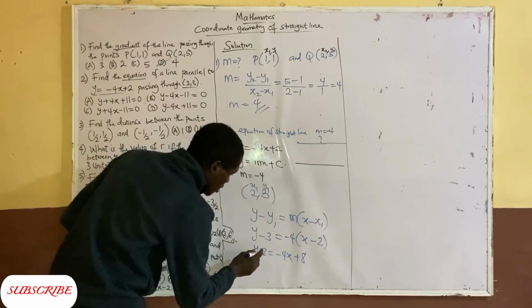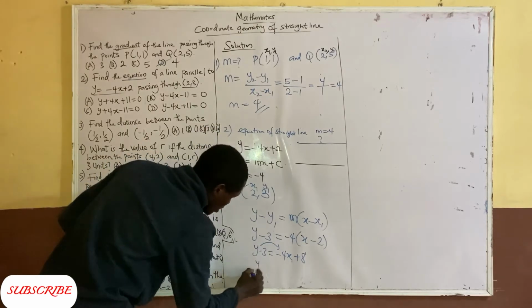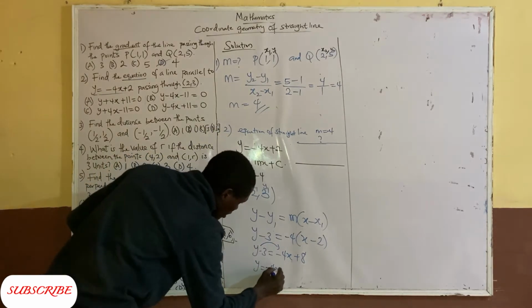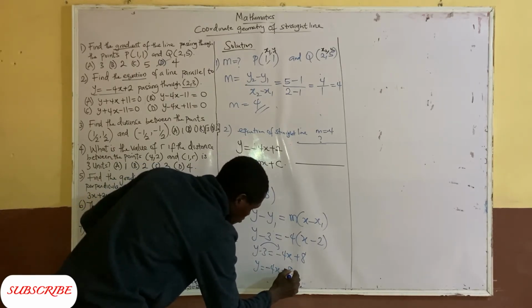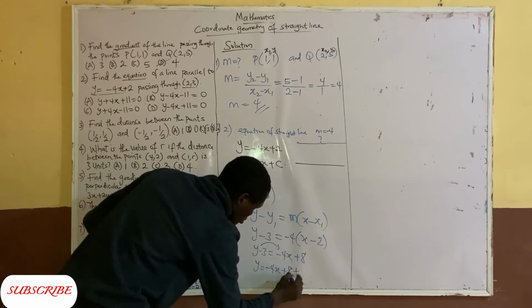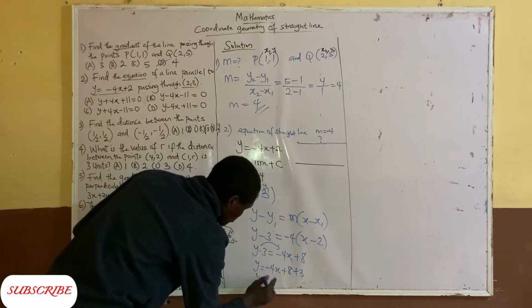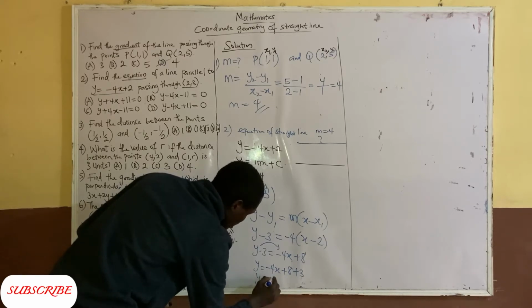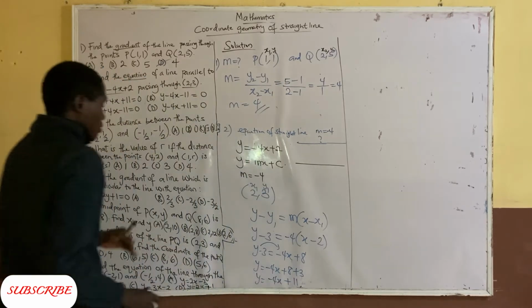So in other words now, to transfer this one to the other side, we have y equal to minus 4x plus 8 plus 3. So we have y equal to minus 4x plus 11.